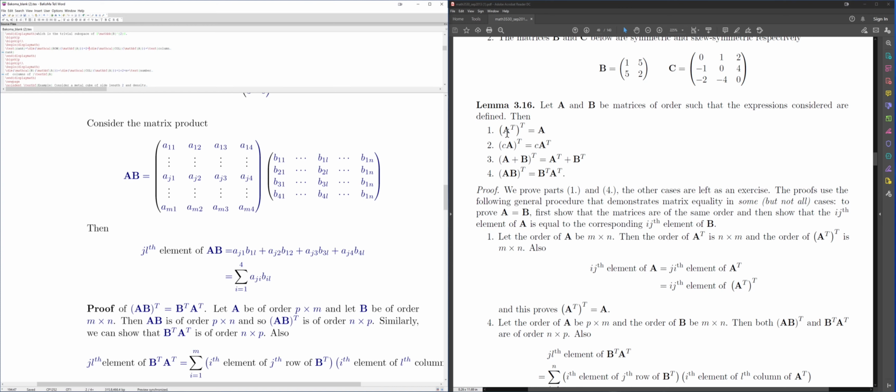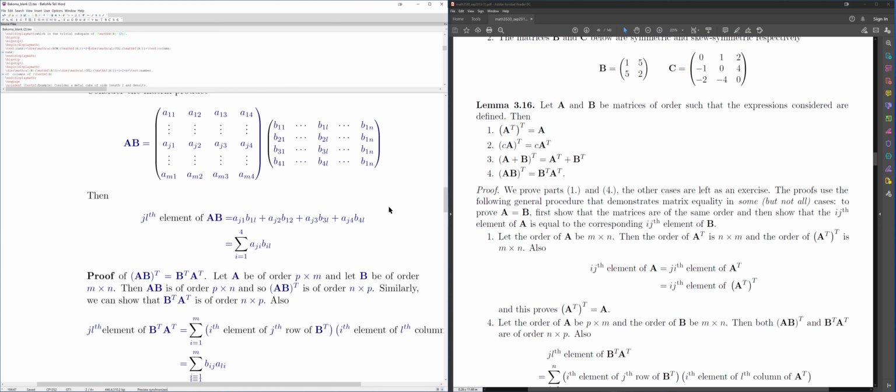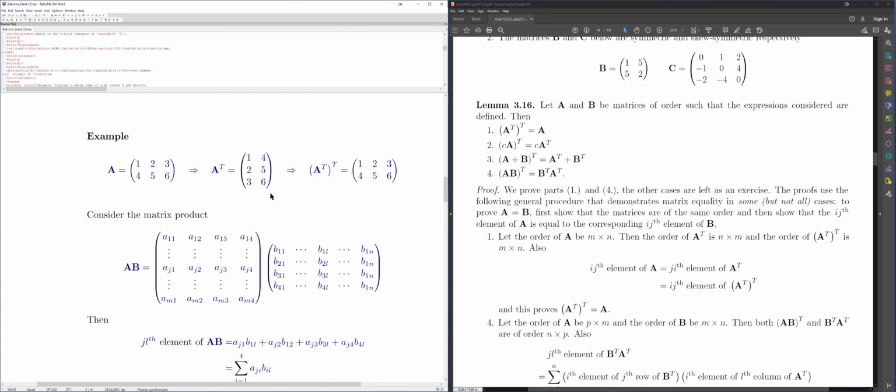You want to use that to show that A transpose is equal to A. So this is an example that A transpose is equal to A. This is A, and when I take the transpose of it, I get back the same matrix. But I want to prove it formally. The order of the matrix A is m by n, which is a standard way to denote the order of a matrix. M is the number of rows, n is the number of columns.